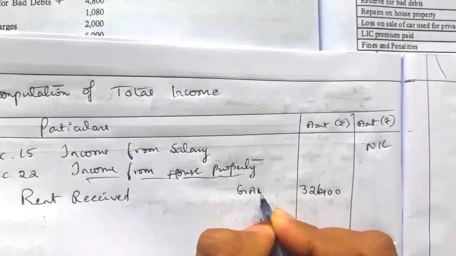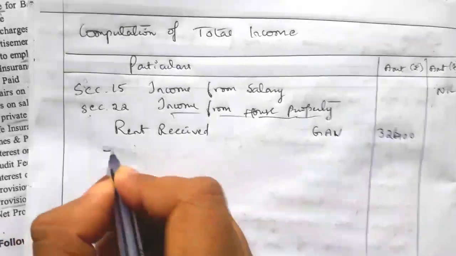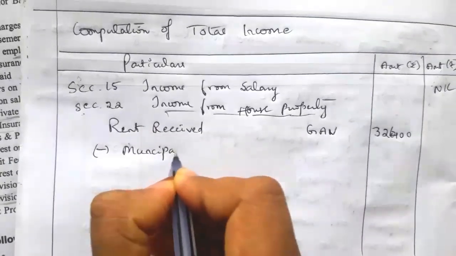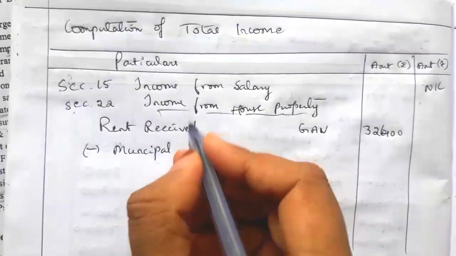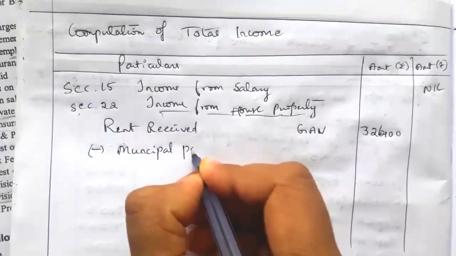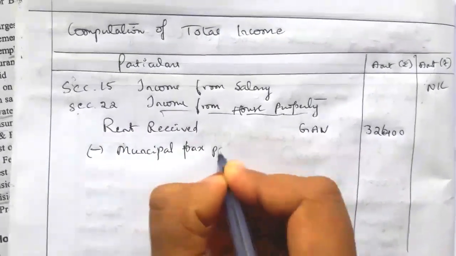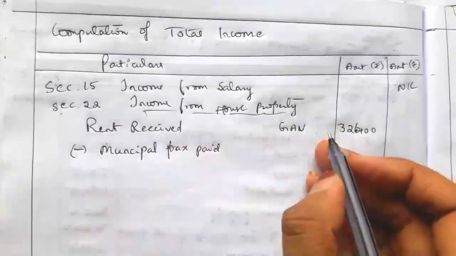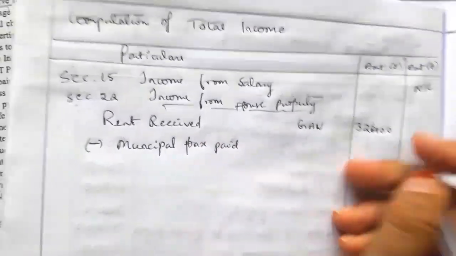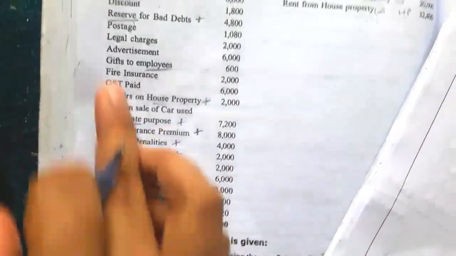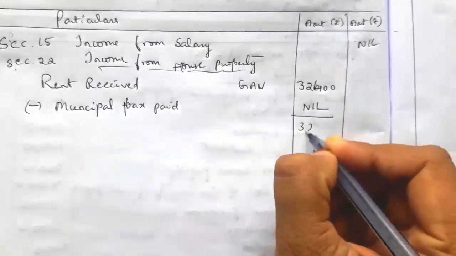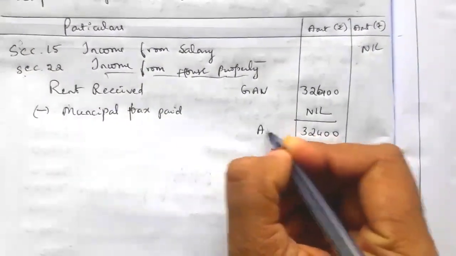From the gross annual value, we have to deduct the municipal tax paid by the assessee. If Mr. Kumar, the owner of the property who receives the rent, has paid the municipal tax, then we have to deduct it. There is no information relating to municipal tax paid on the debit side of the profit and loss account, so it will be nil. So 32,400 itself is taken as the annual value.